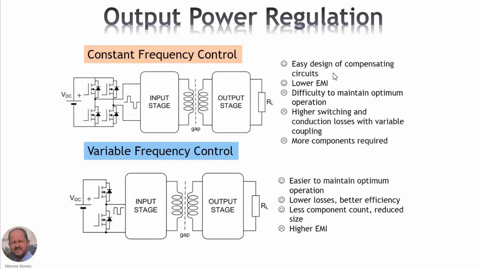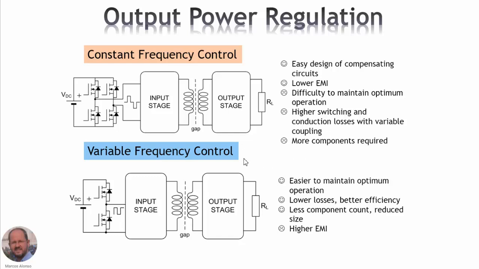So here we have some features regarding this type of control. The design of compensating circuits is easier. When we operate at constant frequency, we are going to have a lower EMI because we are keeping the switching frequency constant. However, it's more difficult to maintain optimum operation against changes in the distances in the IPT systems or changes in the load. We are going to have higher switching and conduction losses when we have a variable coupling, and in general we are going to require more components.